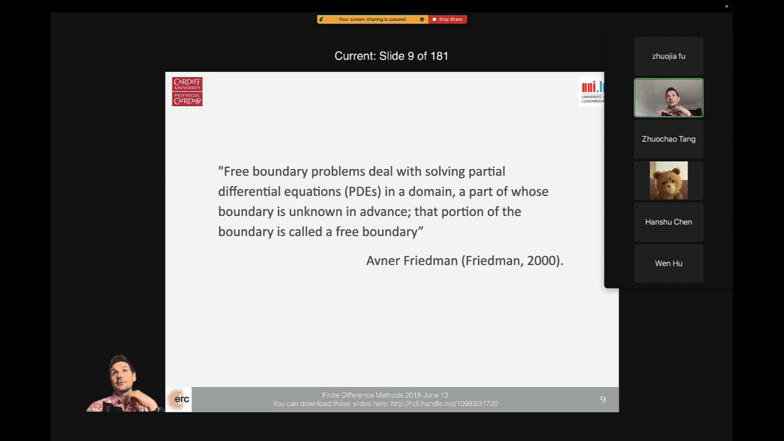So what are free boundary problems? That is what we are interested in. Free boundary problems are solving partial differential equations, PDEs, in a domain, a part of whose boundary is unknown in advance, and that portion of the boundary is called the free boundary. And this was written by Avner Friedman in year 2000.